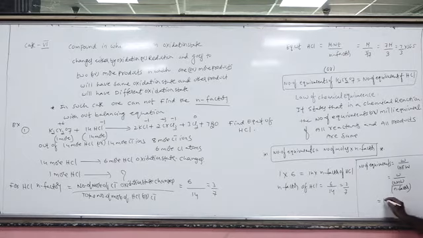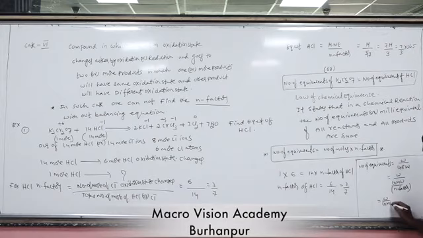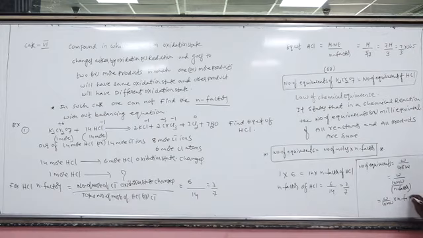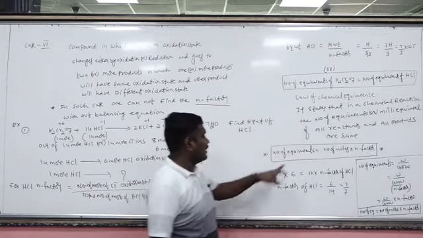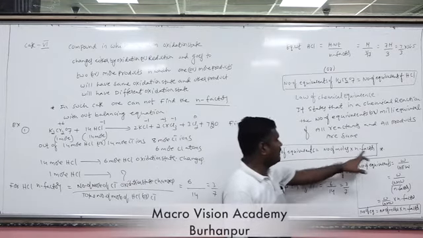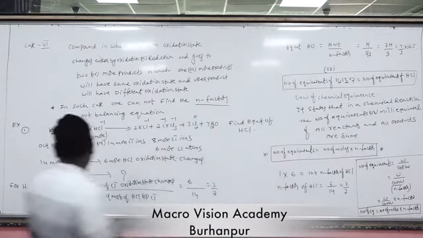Now here W by GMW, the N factor goes to the numerator. W by GMW is the number of moles. So the number of equivalents is equal to the number of moles multiplied by the N factor. This is a very important relation between the number of equivalents and the number of moles. So this is the first example.